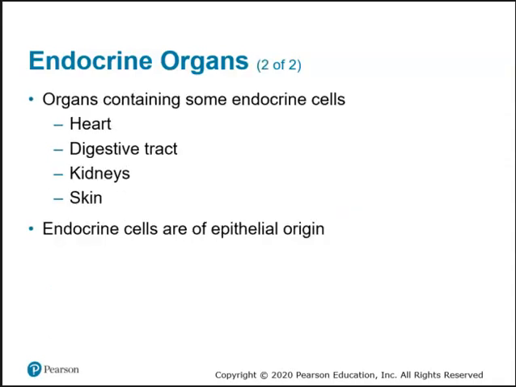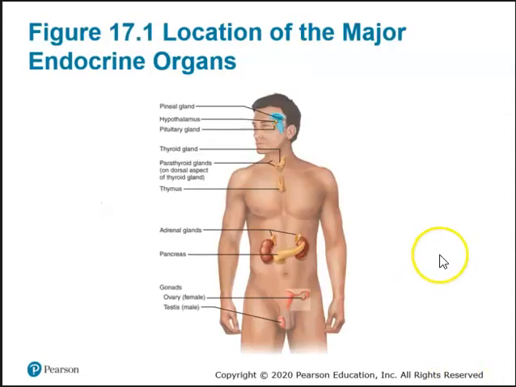There are some organs that contain some endocrine cells, not a whole lot, but just some. This includes the heart, the digestive tract, kidneys, as well as the skin. We know that endocrine cells are of an epithelial origin. So here is a view of the location of the major endocrine glands.